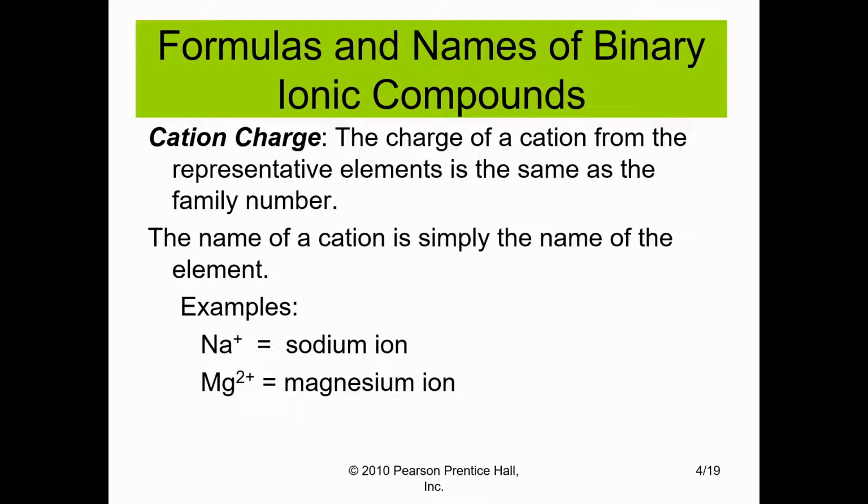The cationic charge is the charge of a cation from one of the representative elements in the same family number. The name of a cation is simply the name of the element. So an example would be, for sodium, the ion of sodium would be the sodium ion. The ion for magnesium would be the magnesium ion.